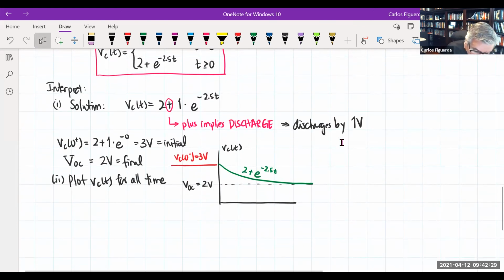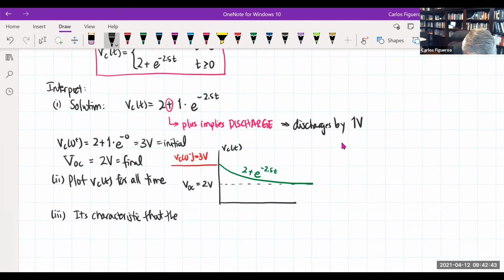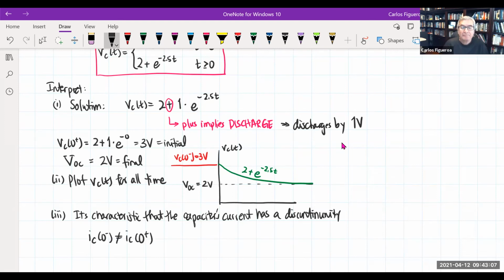Now, another thing that we should really look at here is that it's characteristic that the capacitor's current has a discontinuity. So what do I mean by that? It's characteristic that these two are not the same. Okay? They are not the same.